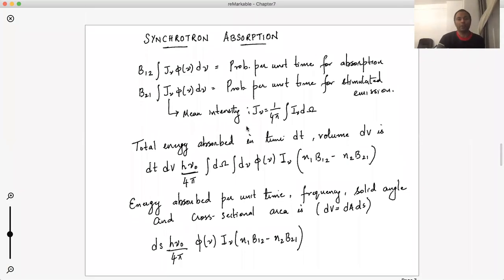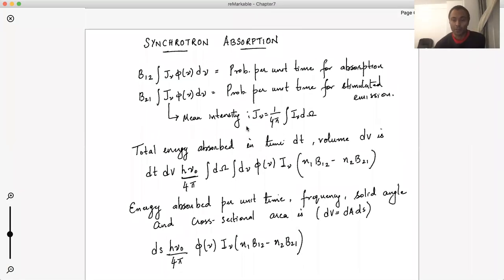Okay, in this video, I want to talk about absorption of synchrotron radiation. So if you remember from previous weeks, we said that any emission mechanism must have a corresponding absorption mechanism, just like Bremsstrahlung emission had a Bremsstrahlung absorption. So in the same way, there should also be synchrotron absorption.